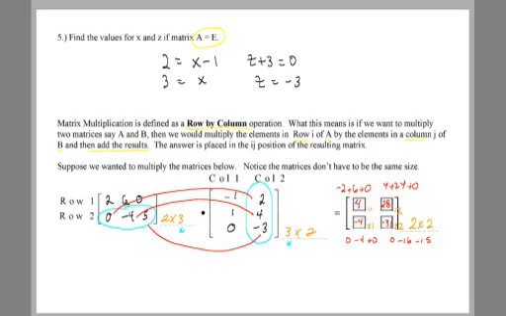That's how matrix multiplication works, not what you would expect. But make sure you understand the definition, and remember, it's a row by column operation. Row of the first times the column of the second.